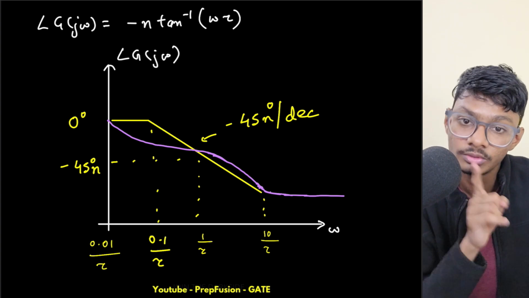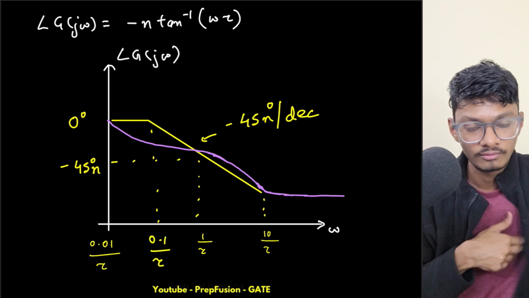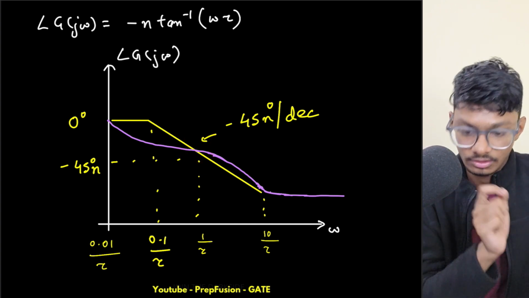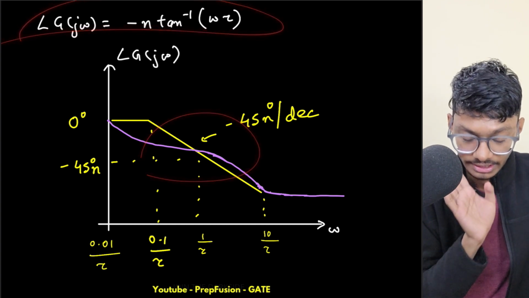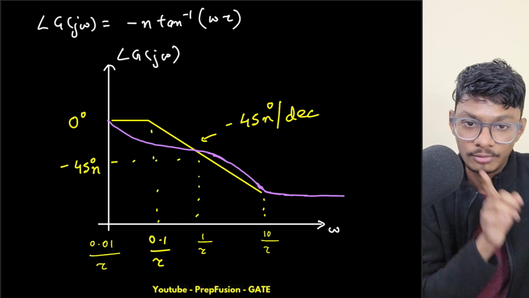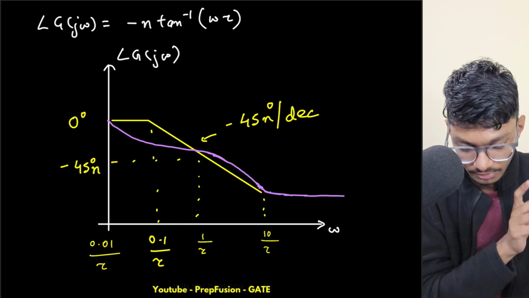But at the corner frequency, what is the error? At the corner frequency, I see my error as 0. For a single pole, we have already done this concept. At the corner frequency, let's calculate the approximate value and the actual value. What is the value of the phase of the approximate Bode phase plot? The value of my phase is minus 45 degree n.